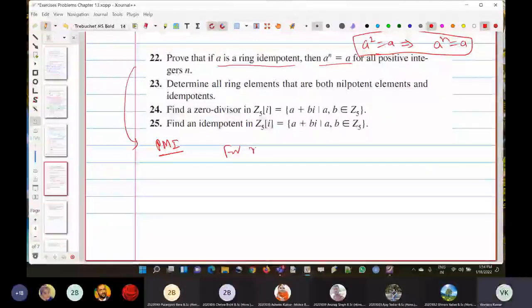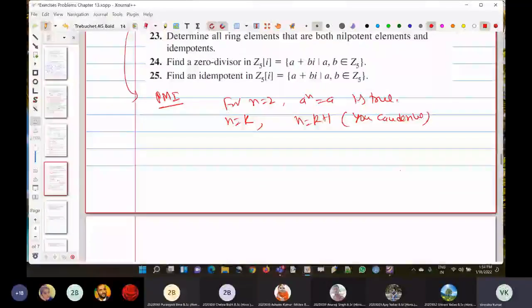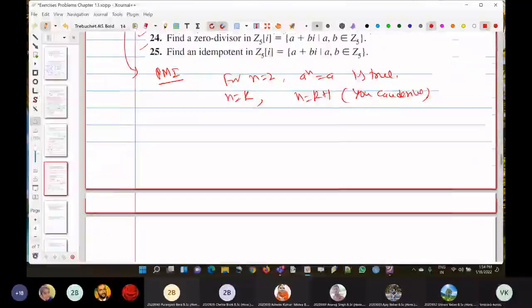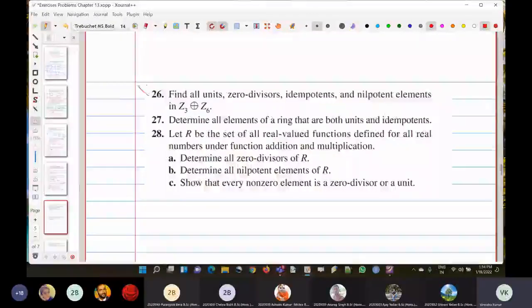For n equals 2, a to the power n equals a is true. Then you can assume it for n equals k, and then for n equals k plus 1 you can derive it. I think you can do this. And for question numbers 24 and 25, you need to find zero divisors and idempotent elements. You can find them out. Question number 26, you need not attempt.